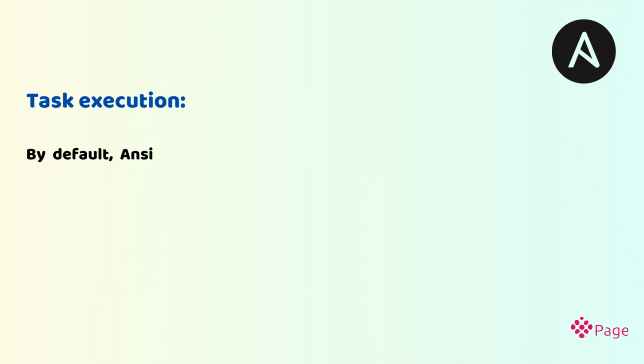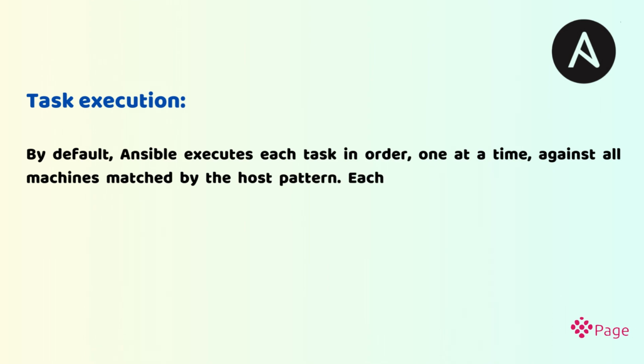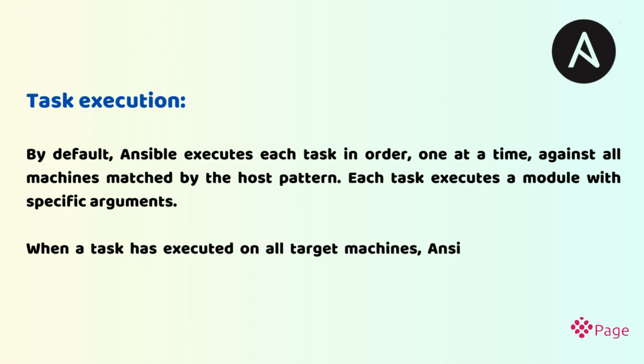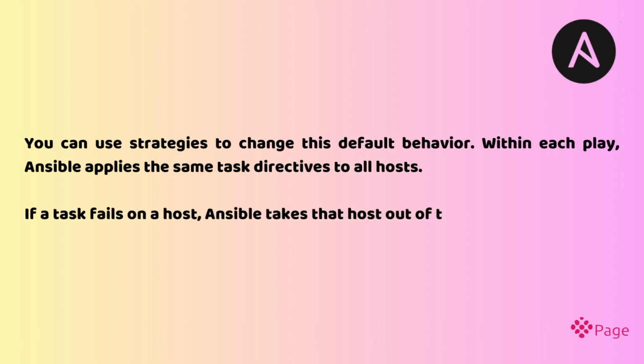Task execution. By default, Ansible executes each task in order, one at a time, against all machines matched by the host pattern. Each task executes a module with specific arguments. When a task has executed on all target machines, Ansible moves on to the next task. You can use strategies to change this default behavior. Within each play, Ansible applies the same task directives to all hosts. If a task fails on a host, Ansible takes that host out of the rotation for the rest of the playbook.